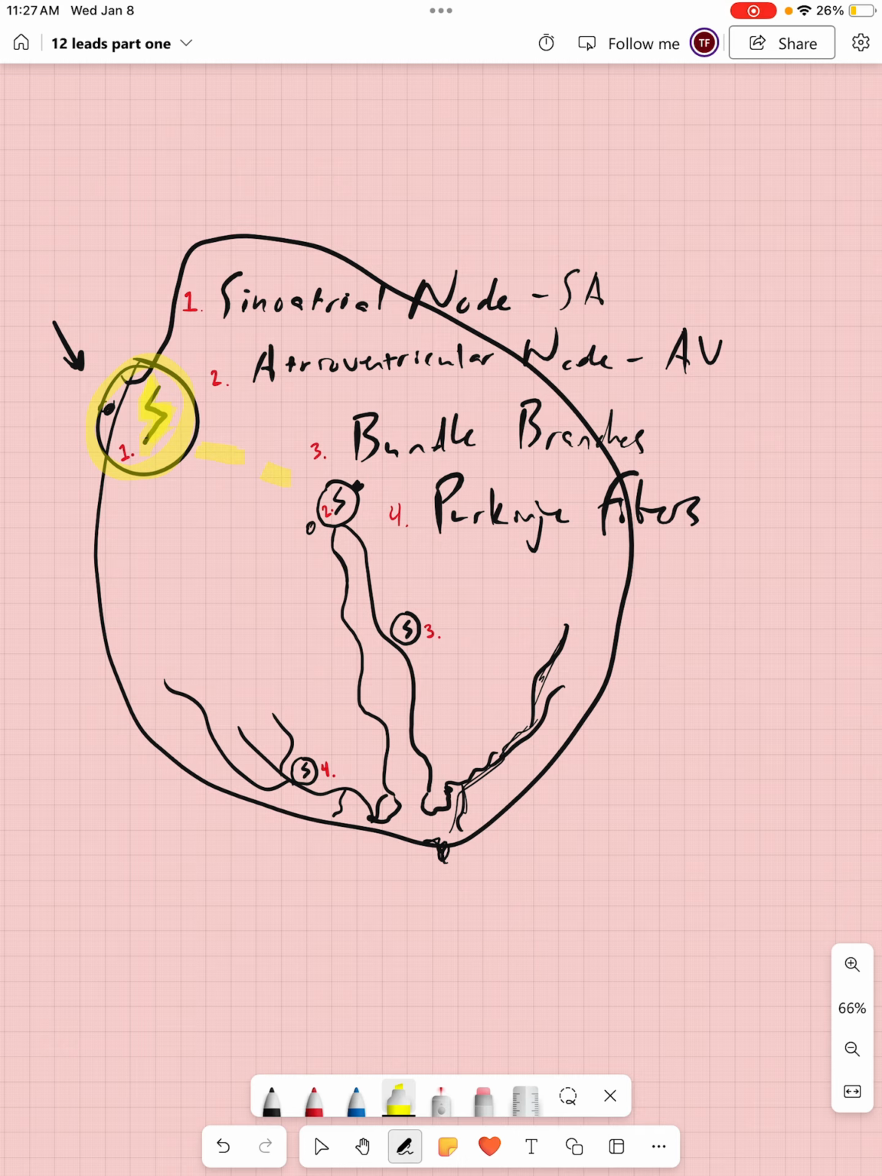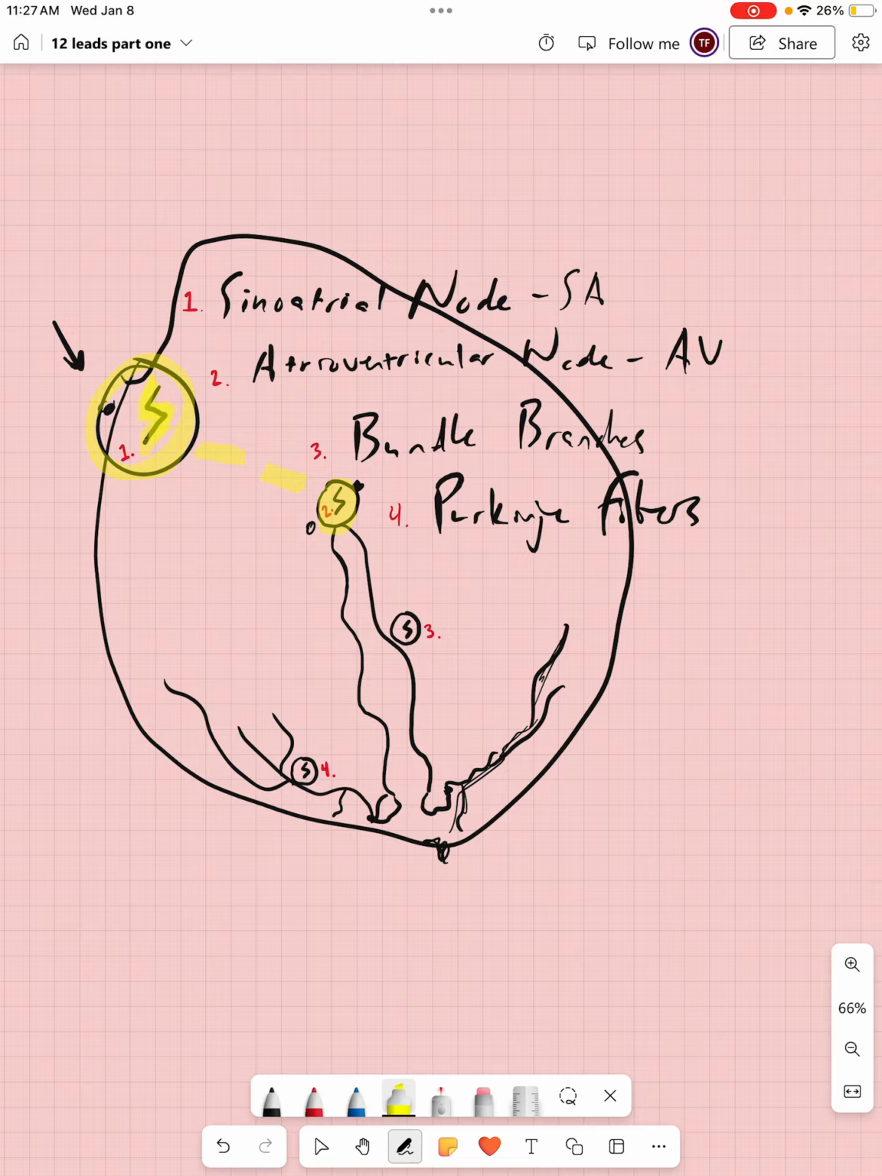From there, that electrical impulse is going to go to the other hubs, where it will further be disseminated into the rest of the cardiac muscle tissue so that it can conduct that electricity and then create a muscular contraction, allowing the heart to do what it does best, which is pump blood. That's what it's designed to do.